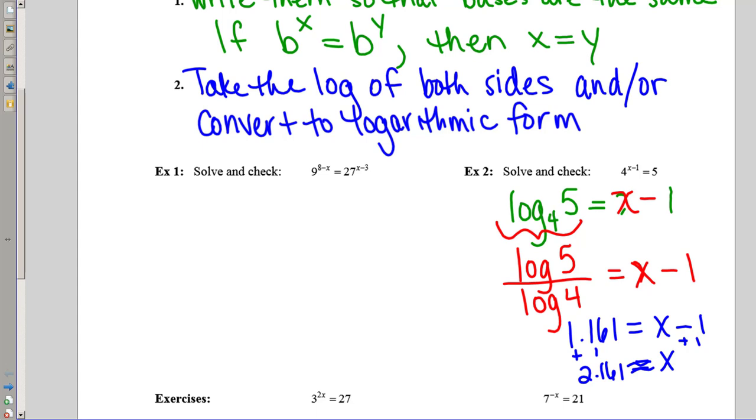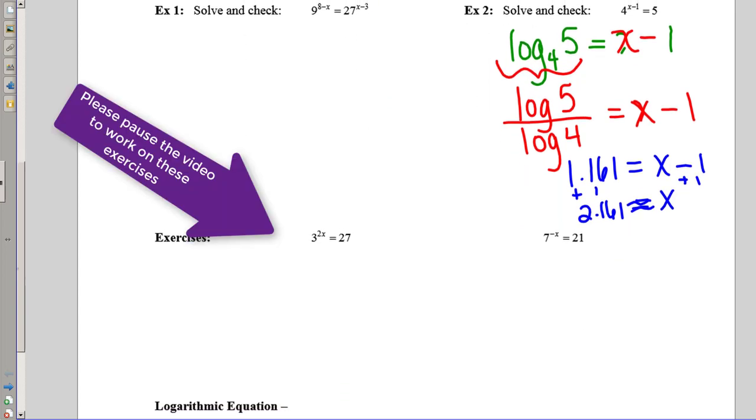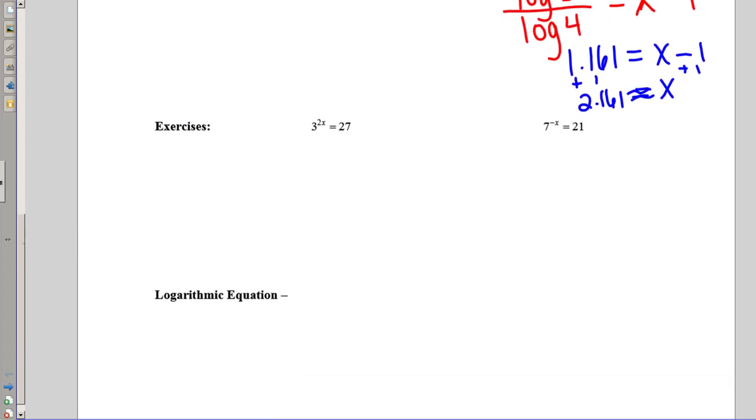All right, so I'm going to ask you to go ahead and try the next 2 exercises, and then tomorrow we'll go through the answers for those. Okay, so if you want to pause and try those, that would be great.